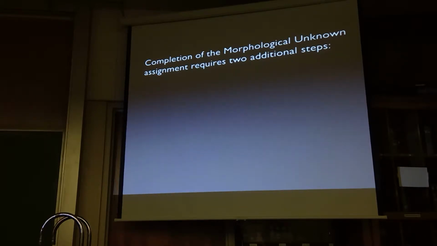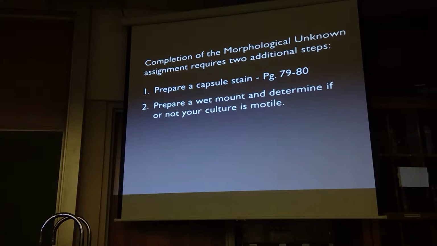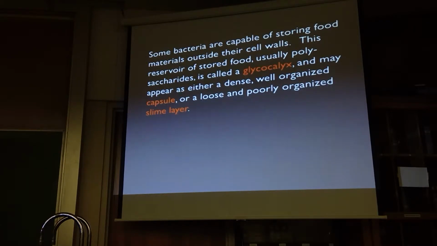Now, back to our morphological unknown. Your morphological unknown, you have 2 additional steps you have to do. You're going to prepare a capsule stain. This is on page 7980, I think. And you're going to prepare a wet mount and determine if or not your culture is motile. Neither one of these should be extremely time consuming, so I think we should be able to get through this and still have time to do our introduction to prokaryotes.